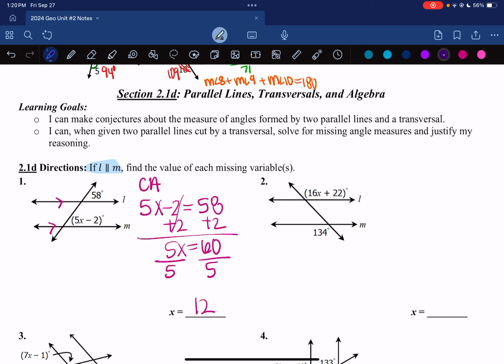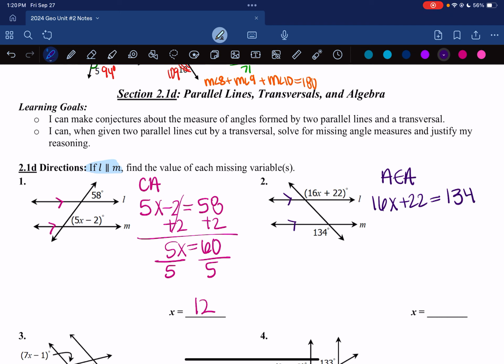On number 2, again, we know that L and M are parallel. Our 2 angles we have here are alternate exterior angles, which means they are congruent. So our equation is 16x plus 22 equal to 134.